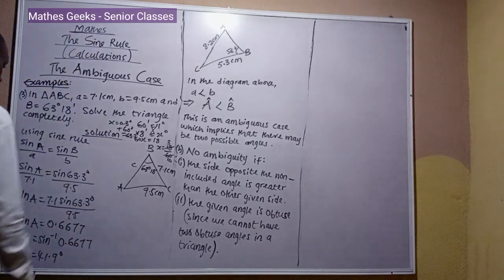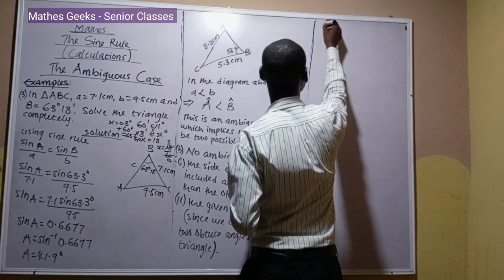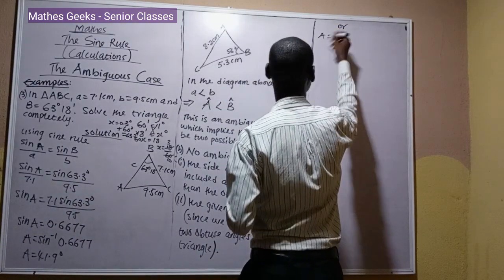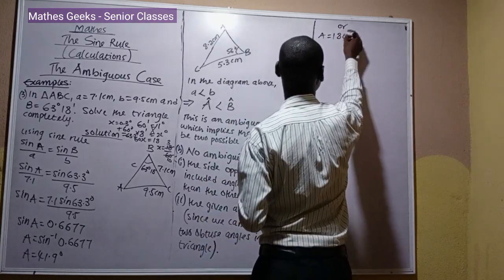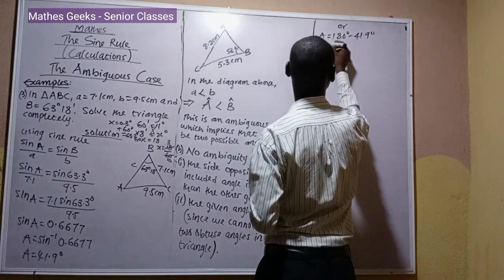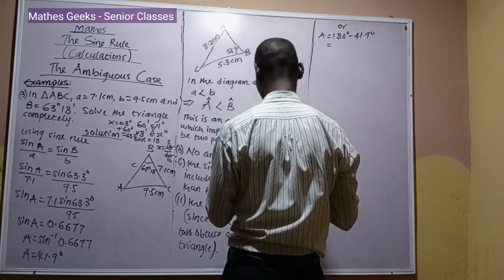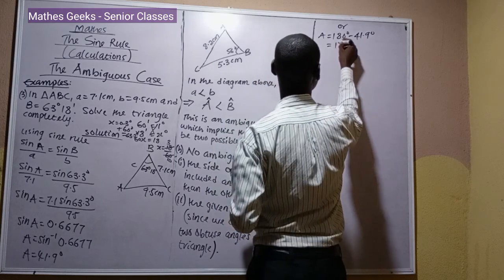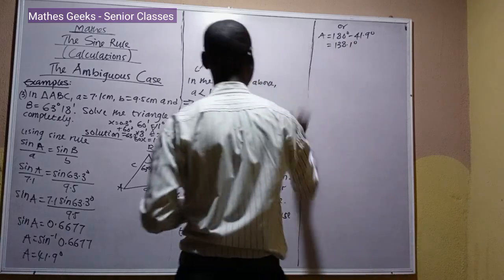This is acute. We could decide to get the other value for A. So let's say E is equal to 180 degrees minus 41.9 degrees. So 180 minus 41.9, that's equal to 138.1 degrees. Now this is where this rule applies.